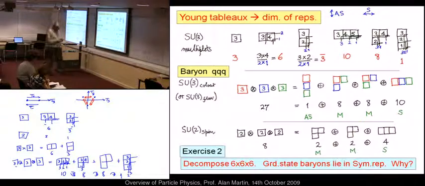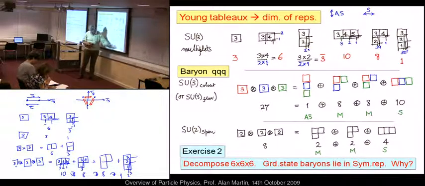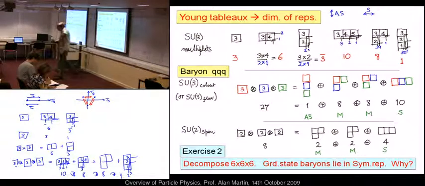Now here's the exercise for you. Just repeat this for SU6. So decompose 6 times 6 times 6 and see what you get. Now it happens that the ground state baryons lie in the symmetric representation. Why? That won't become clear, but some people here I'm sure know why, because they've done this before. Why do the ground state baryons lie in the symmetric representation?